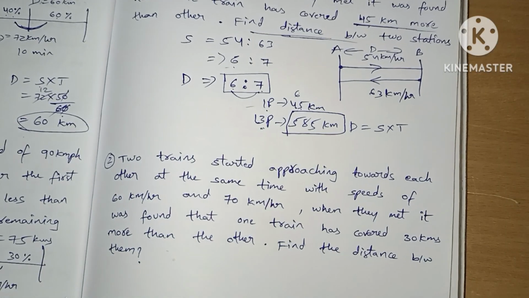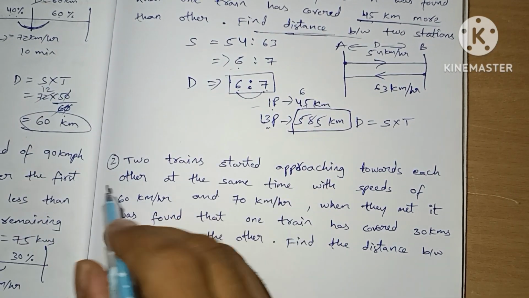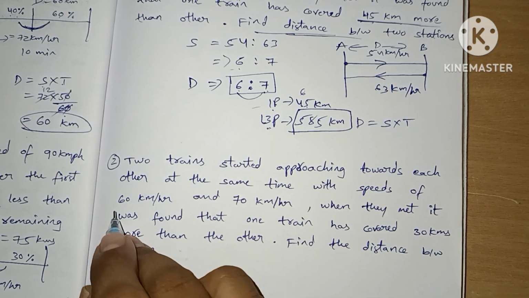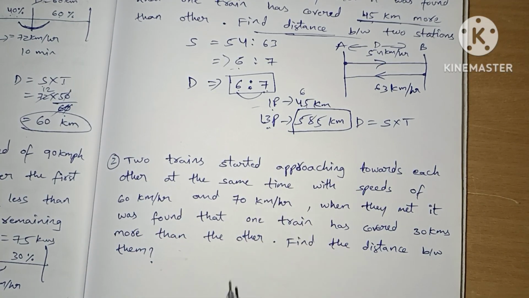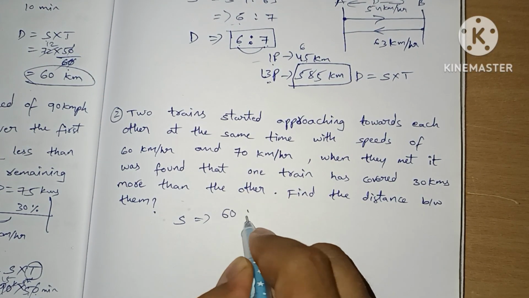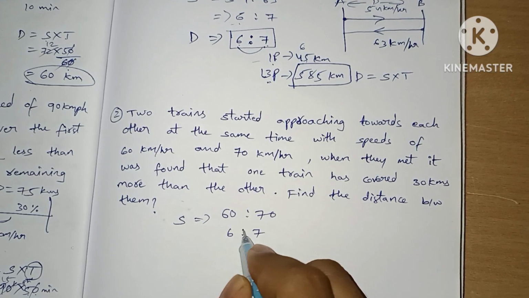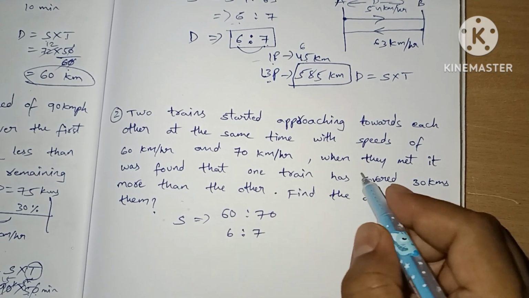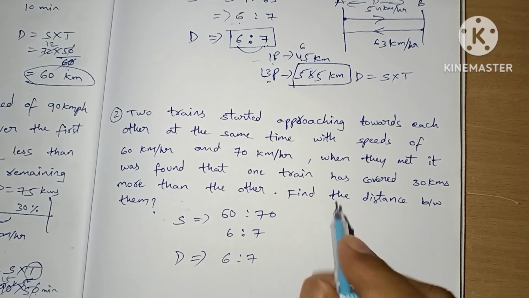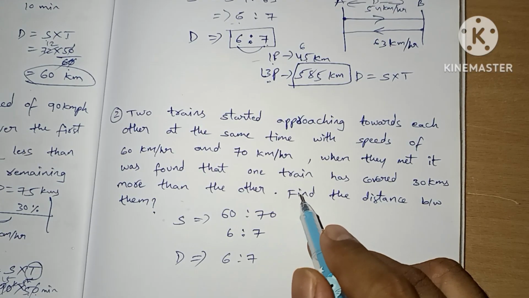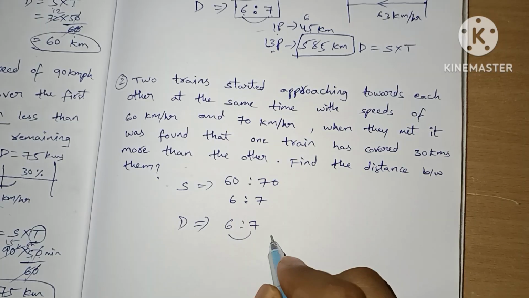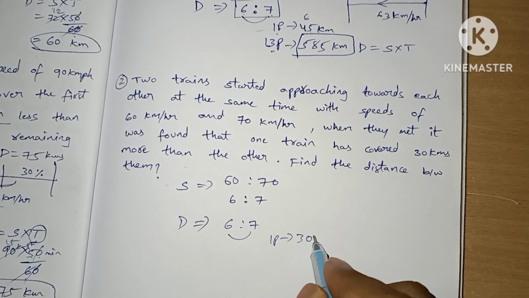Let's see one more question with a time constant. Two trains started approaching towards each other at the same time with speeds of 60 kilometers per hour and 70 kilometers per hour. Let's do it directly with the speeds ratio, given that 60 is to 70 means 6 is to 7 is the ratio of the speeds when they met. The distance ratio is also 6 is to 7. When they met, it was found that one train has covered 30 kilometers more than the other. So given that the difference between these two, one part value is 30 kilometers.